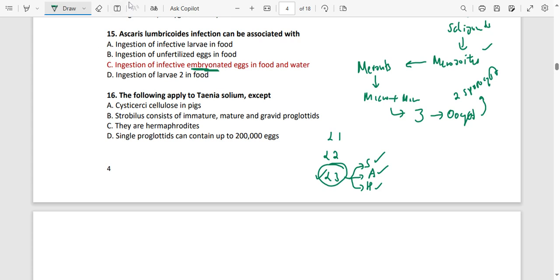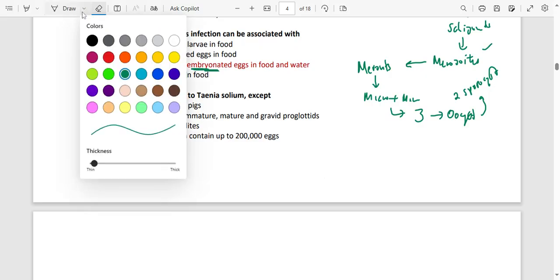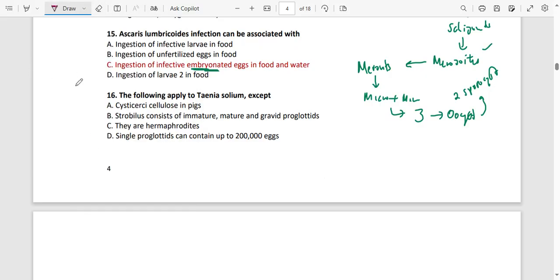And then number 16. The following applies to Taenia solium except cysticercus cellulosae in pigs. This is one thing we should know. This is true or false? Let's start A. Is it true? This is true, thank you.